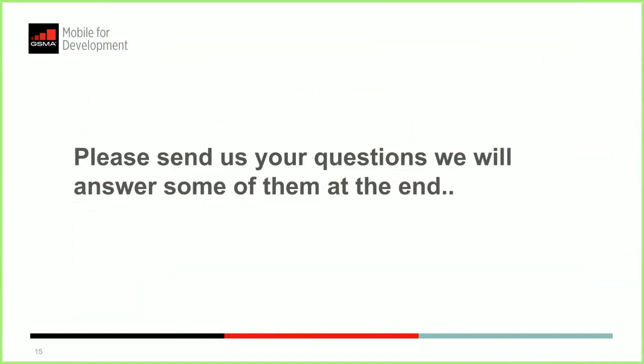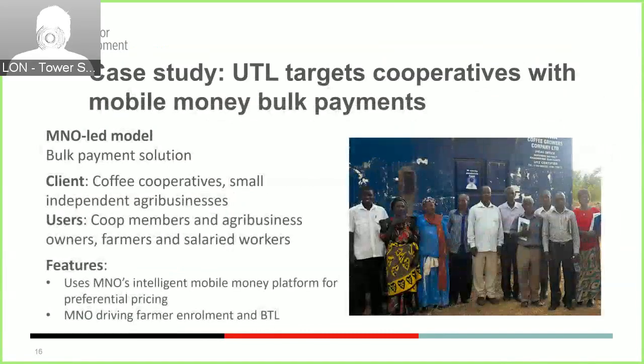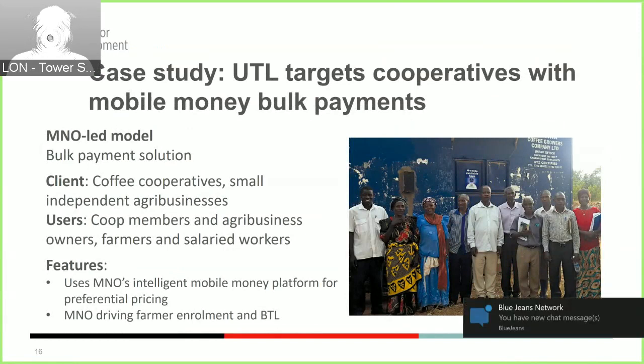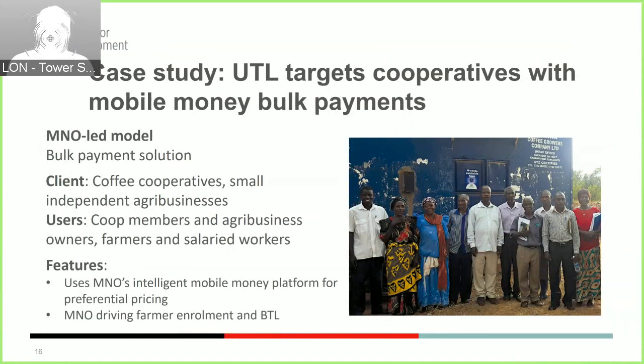Now, to conclude this section on implementation models, let's look at a few case studies. Here I have a first case study about a mobile money bulk payment solution for the agriculture sector, offered by UTL, Uganda Telecom. This is an example of a solution that targets cooperatives, in this case coffee farmer cooperatives, but also different types of small to medium agribusinesses who employ salaried workers, for example in the sugar value chain in the case of Uganda.